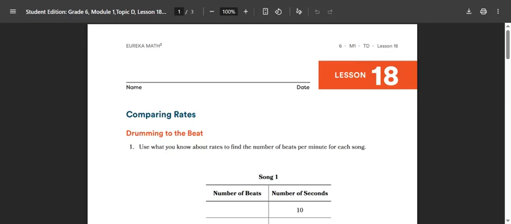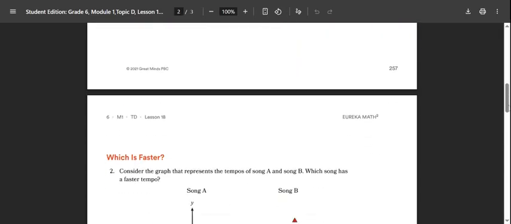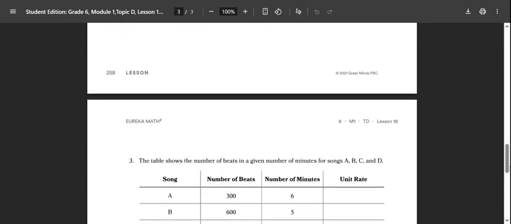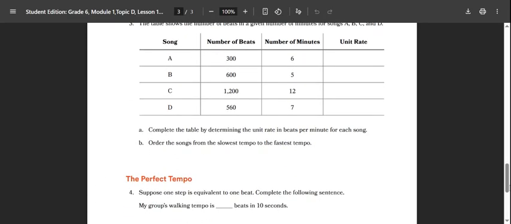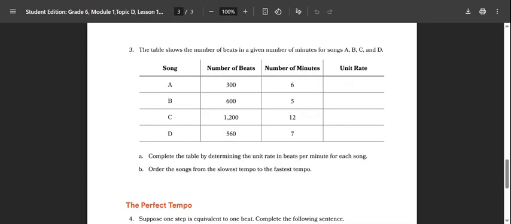In this video, we're going to be doing lesson 18, but we're going to skip around in lesson 18. We're going to start with the classwork, but we're going to skip to number 3, which is on page 259. So turn to page 259.